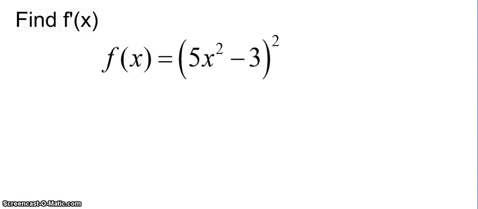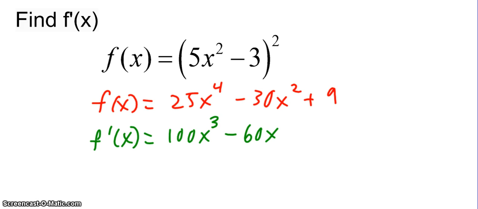First I want you to go ahead and find the derivative of this function. You should be able to do this. Pause the video, unpause when you're ready to check. Alright, so you should have done this by multiplying this out. So f of x is actually 25x to the 4th minus 30x squared plus 9.